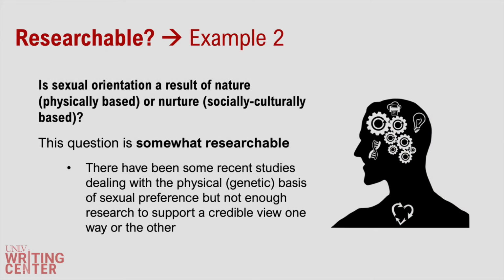Now for the second question. Is sexual orientation a result of nature, physically based, or nurture, socially, culturally based? Is this question researchable? This question is somewhat researchable. There are recent experiments that deal with the genetic basis of sexual preference, but there may not be enough research to support a credible view one way or the other.